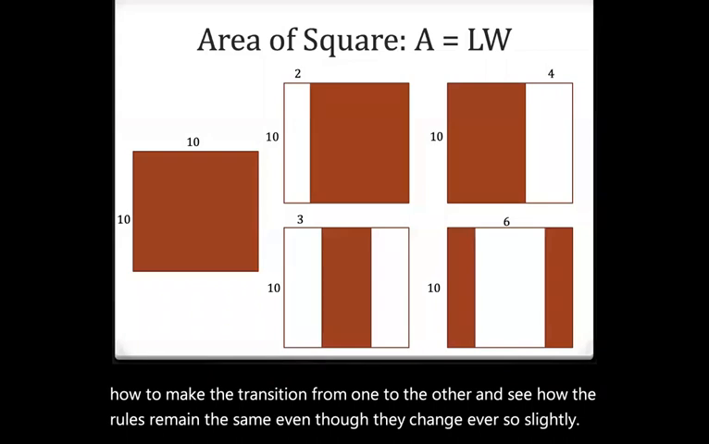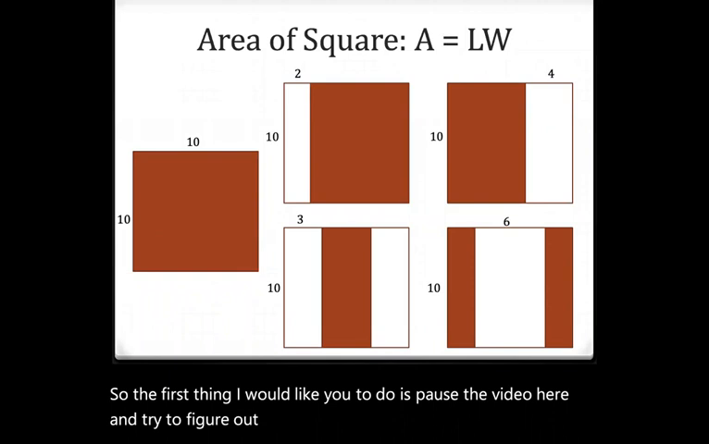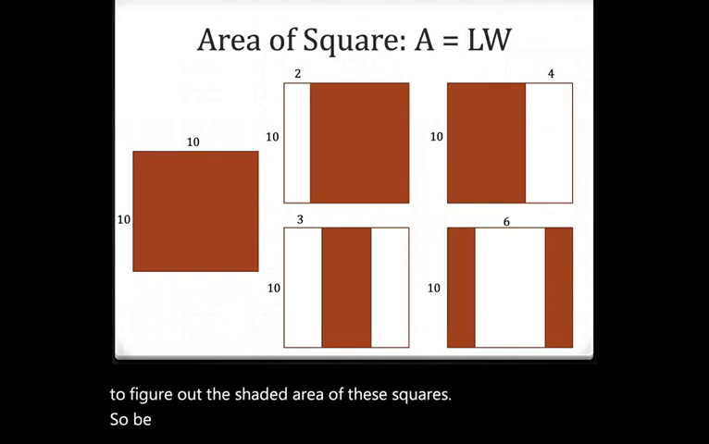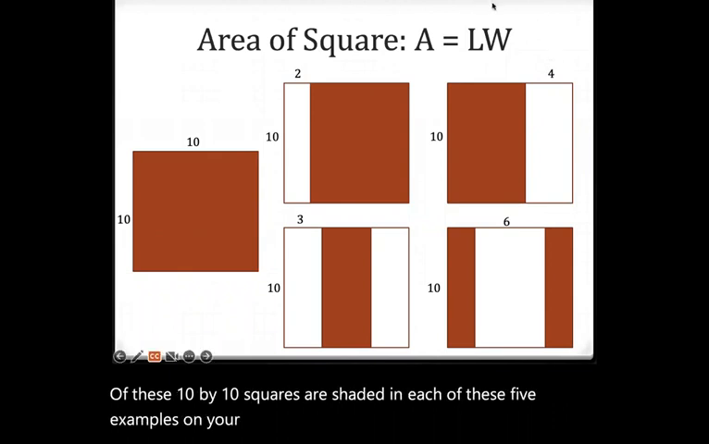So the first thing I would like you to do is pause the video here and try to figure out the shaded area for each of these squares. Be sure to pause the video and find out what area of these 10 by 10 squares are shaded in each of these 5 examples. On your mark, get set, go.